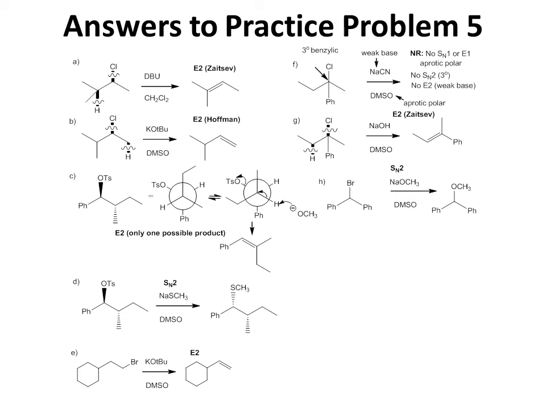And in part H, we have a secondary carbon with a bromine leaving group, but there is no beta hydrogen, so E2 is impossible. So even though we have the strong base, sodium methoxide, NaOCH3, the only reaction that can occur here is SN2. So the bromide is replaced by methoxide to give us the final product.